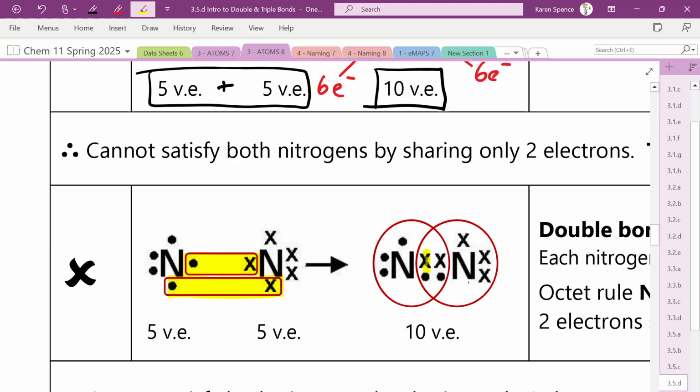Okay, 2, 4, 5, 6, 7. Now we have 7 electrons. And the guy on the right is identical, so it has 7 electrons. So you cannot satisfy nitrogen with a double bond. You can't just share 4 electrons. How many electrons should you have in between the 2 atoms?